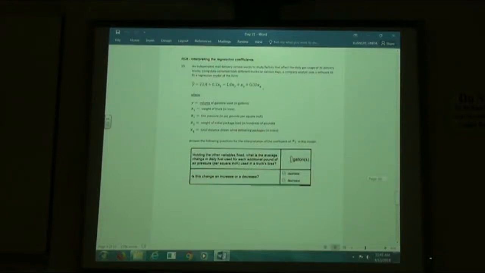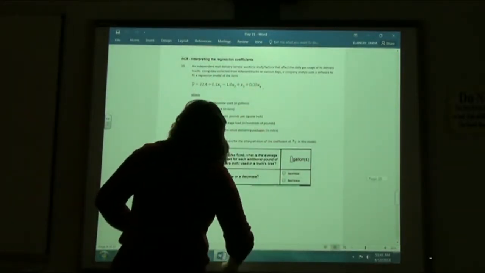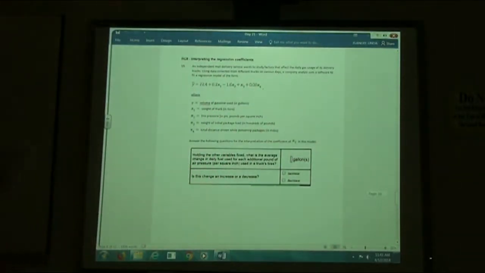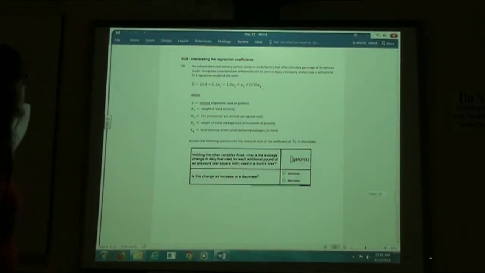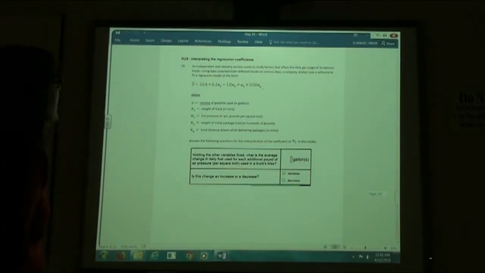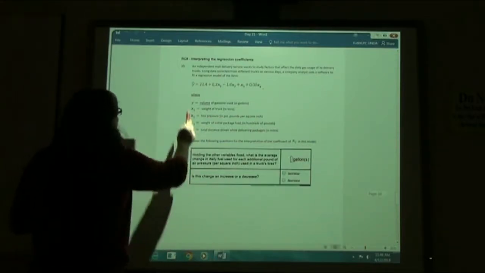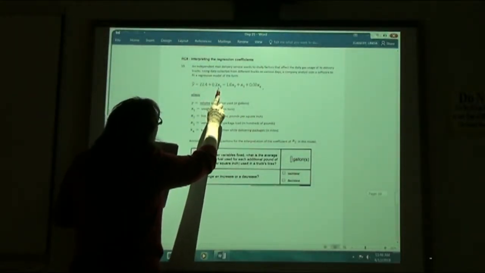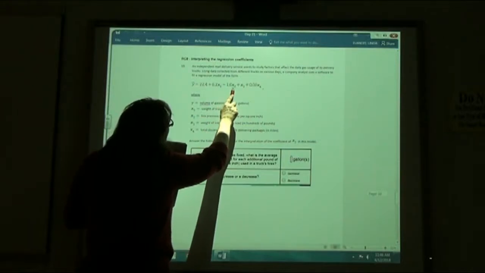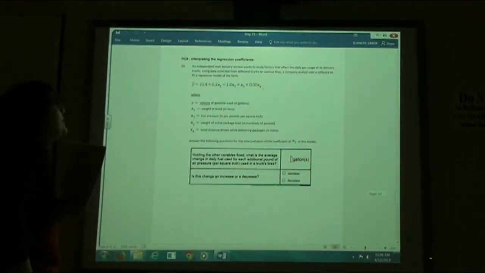All right, 10, 11, and 12, we're just basically going to interpret our regression equation. It says here, an independent mail delivery service wants to study factors that affect the daily gas usage of its delivery trucks. Using data collection from different trucks on various days, a company analyst uses a software to fit a regression model in the form of y hat equals 22.4 plus 6.2 times x sub 1 minus 1.6 times x sub 2 plus x sub 3 plus 0.09 x sub 4.